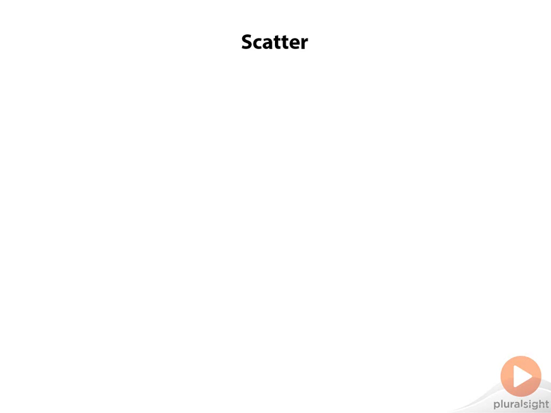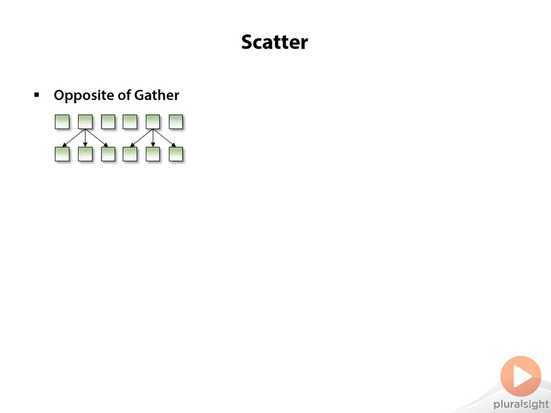I just want to briefly mention Scatter. We're not going to do a demo on it, but I just want to explain what it is. So Scatter is essentially the opposite of Gather. If Gather was calculating one value from several other values, then this is the opposite. This is calculating several values from one value, and it's a rather straightforward thing.